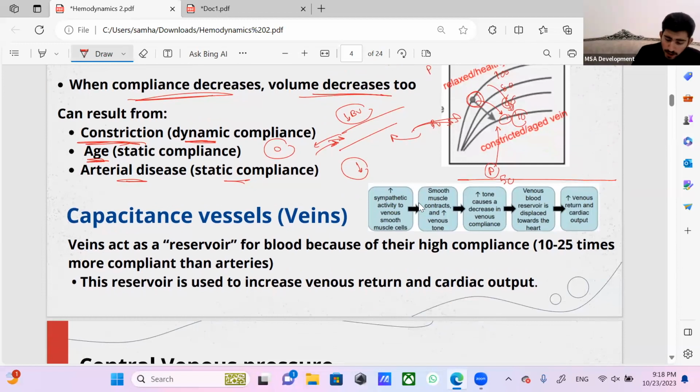Okay, now that's finished one concept. Now we have another concept. We have something called capacitance vessels, and these capacitance vessels are veins. They are the vessels that store the blood all the time.